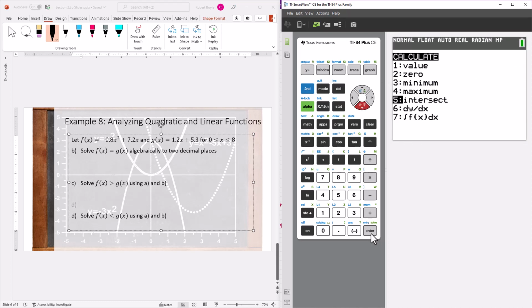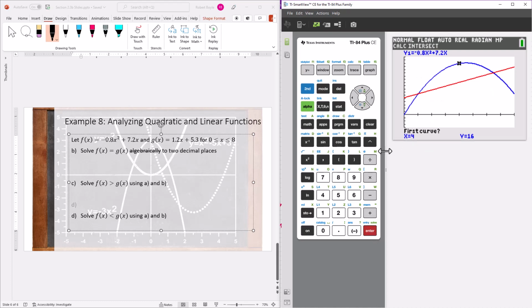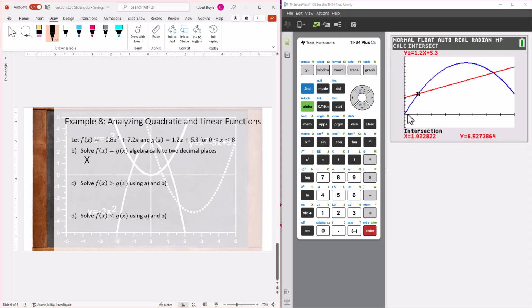Just like we did in the very first example. All right. First curve is a blue curve, enter. Second curve is a red curve, great. Now we need to guess. And if we want to guess over here, we want to get that cursor kind of closer to there. Okay, that looks close enough to me. And we can guess, there it is. Okay, and the intersection occurs when x is equal to 1.022, which of course will round to 1.02.